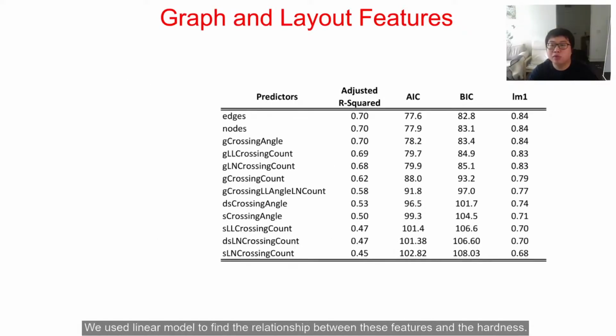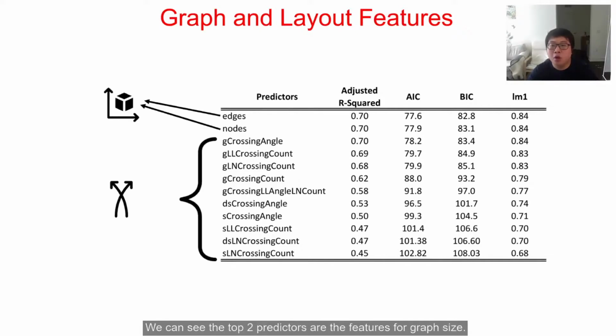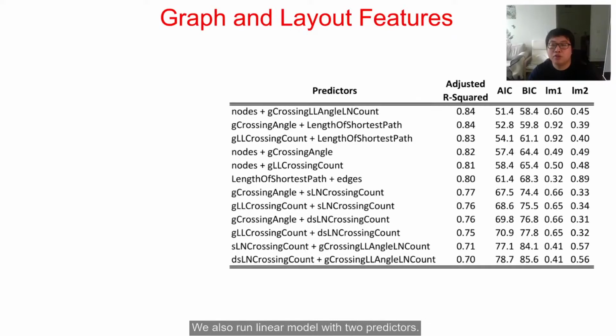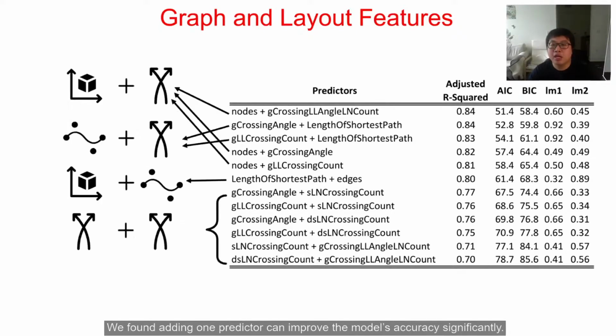We use the linear model to find the relationships between these features and the hardness. Here we demonstrate the top 12 models with just one predictor. We can see the top 2 predictors are the features for graph size, and the later 10 predictors are features for crossings. We also run linear model with 2 predictors. We found adding one predictor can improve the model's accuracy significantly. The top model was combination of size plus crossing and shortest path plus crossing. We also run models with 3 predictors. However, there is no significant improvement on model accuracy.